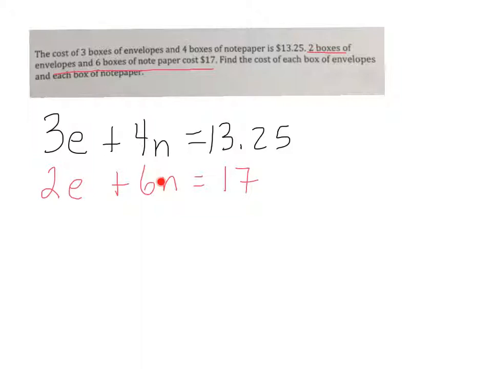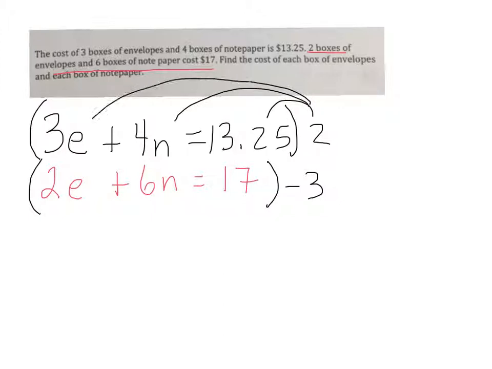Neither's super easy to eliminate. I'm going to have to multiply the whole top times a number and the whole bottom times a number. I'm going to eliminate the e. In order for me to do that, I need to multiply the top times 2 and the bottom times what? Negative 3. So I'm going to take the top and multiply by 2, and the bottom and multiply by negative 3. When I do that, my top equation will be, because I'm multiplying 2 times everything, 6e plus 8n equals 13.25 times 2, which is 26.50.